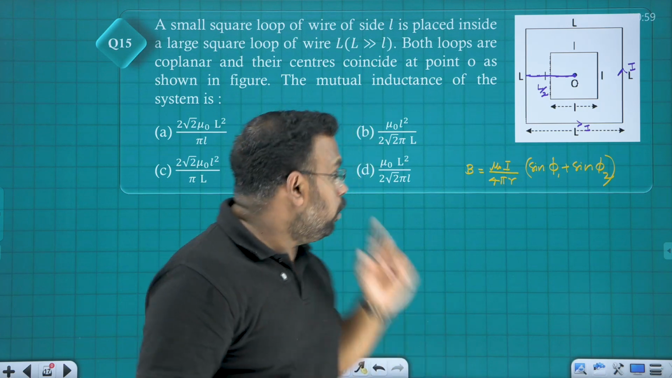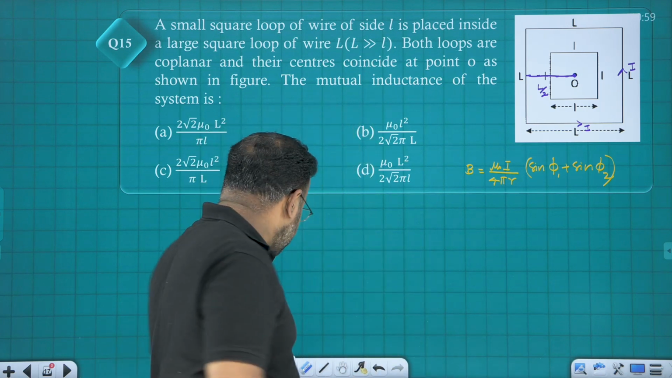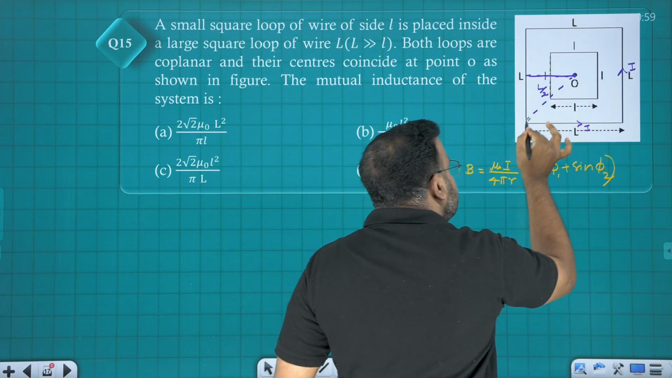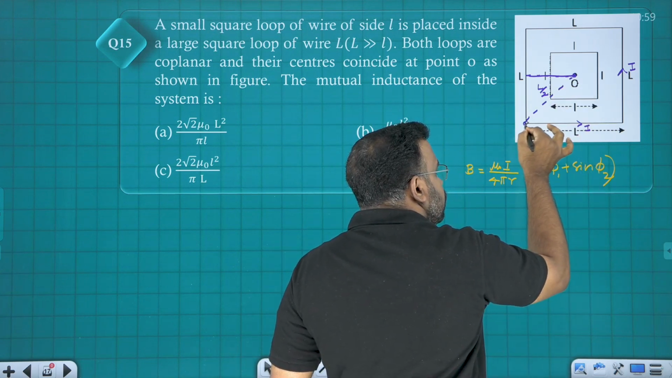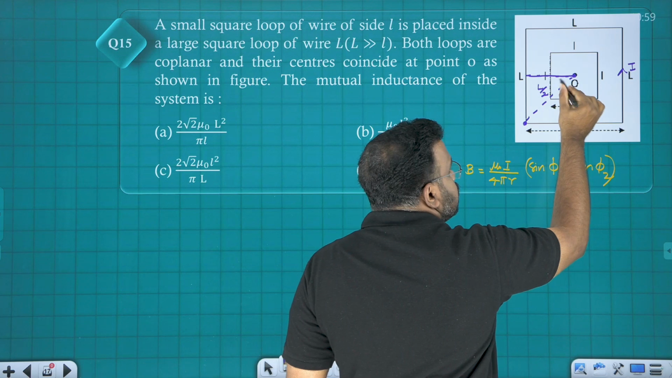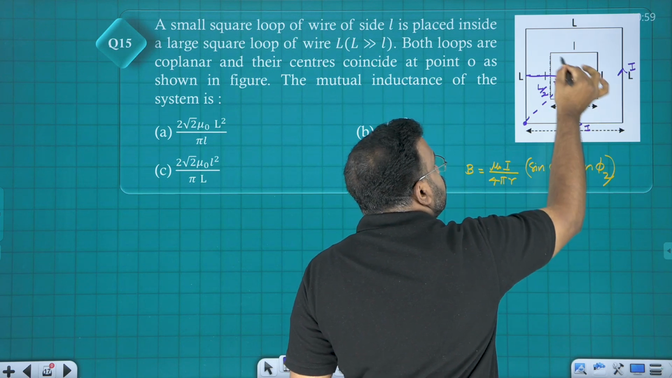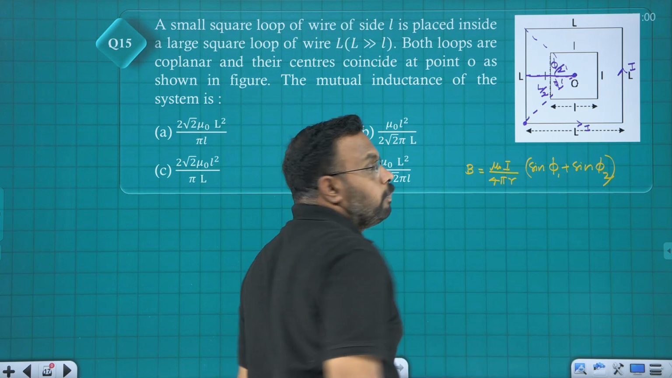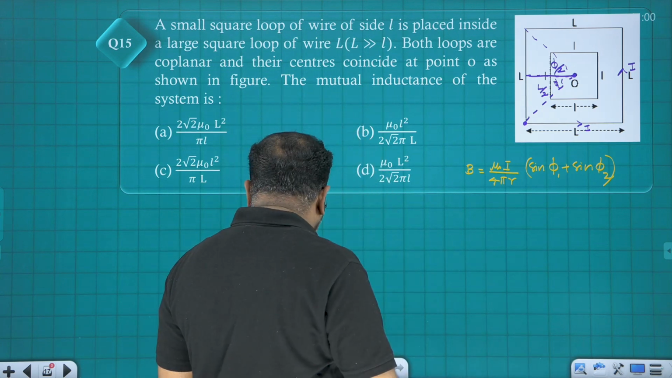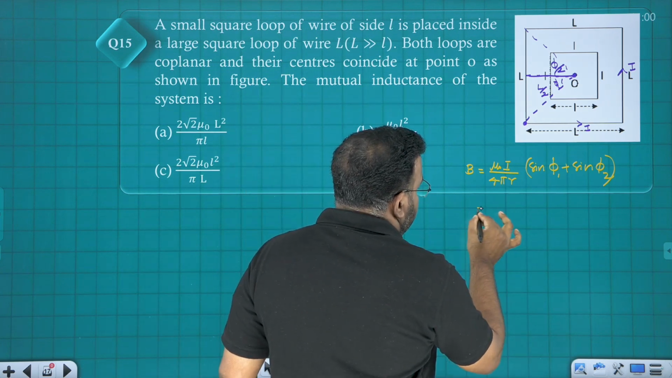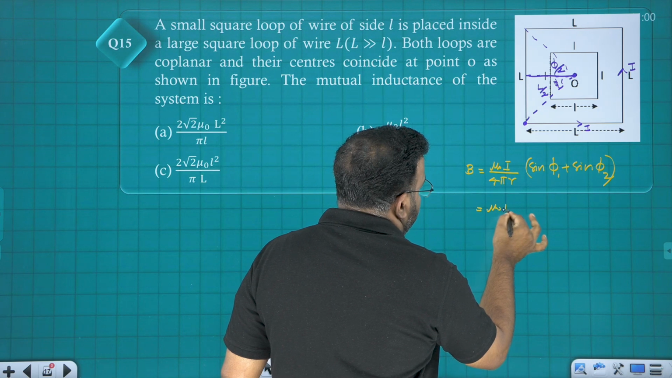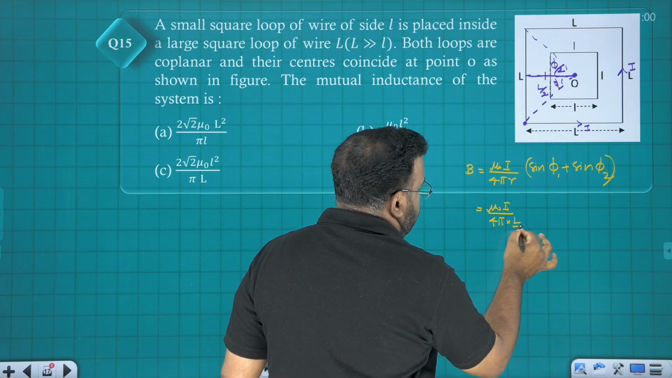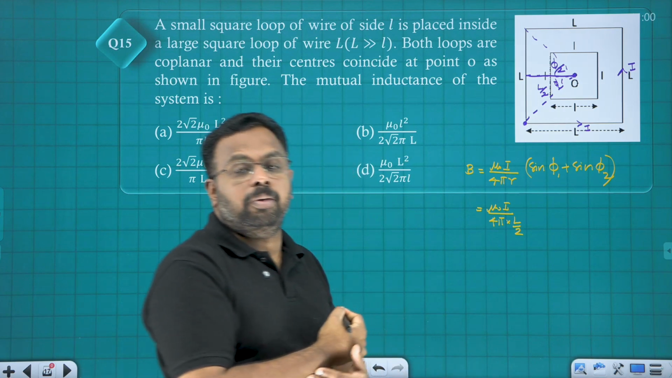What are phi 1 and phi 2 here? That's also a confusing thing. You have to remember that. If you draw a line from that point O to the bottom end, this angle is phi 1, and the same way you can draw to the other side, this angle is phi 2. So now you can substitute: mu naught I by 4 pi r, r is L by 2, L by 2 into sine phi 1 plus sine phi 2.